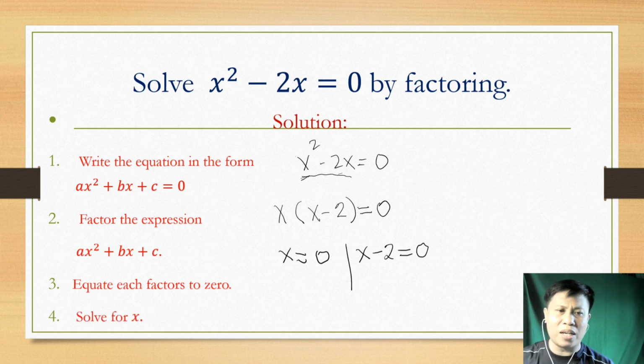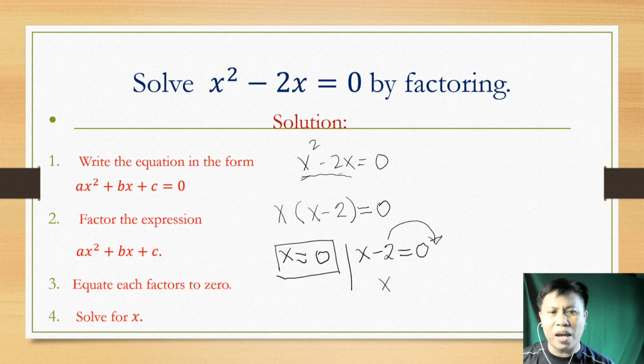So the first given, x equals 0. So 0 now is one of the values of x. The other side, x minus 2 equals 0. We transpose this negative 2 to the right side. So you have now x equals positive 2. So that's the second value of x.